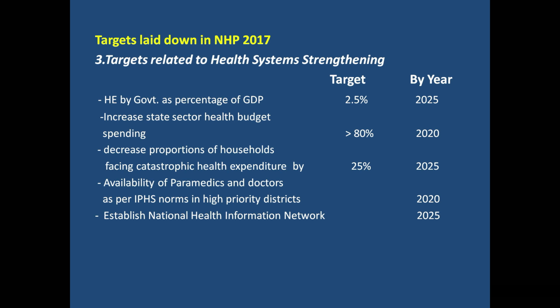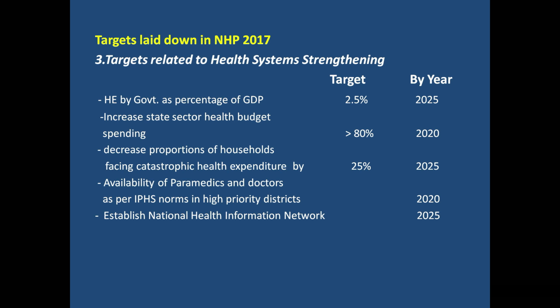Then targets related to health system strengthening: health expenditure needs to increase from currently around 1.15% to 2.5%. Then increase state sector health spending to more than 8% of their budget. Decrease the proportion of households facing catastrophic health expenditure by 25%. Availability of paramedics and doctors as per the Indian Public Health Standard norms in high priority districts. Establish a national health information network. It's very, very important that you provide for the needs of health information and health statistics which are required for planning and monitoring of healthcare services.